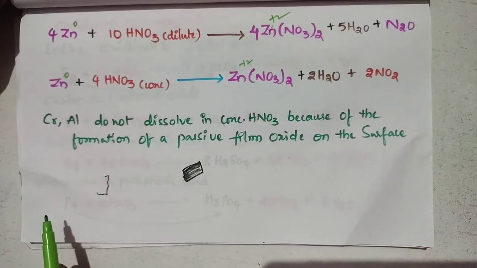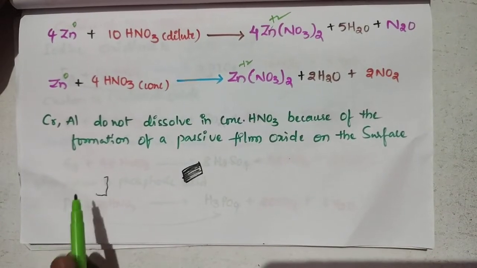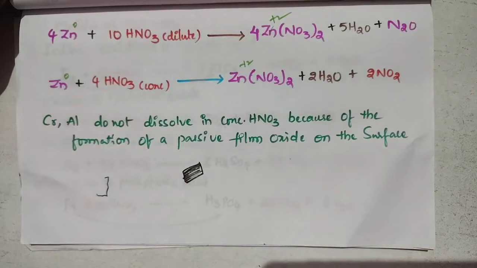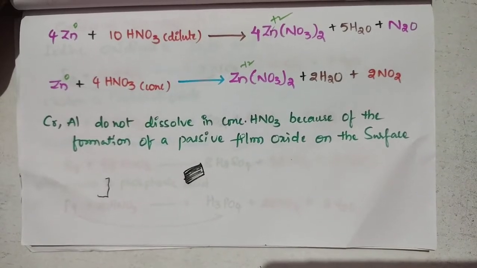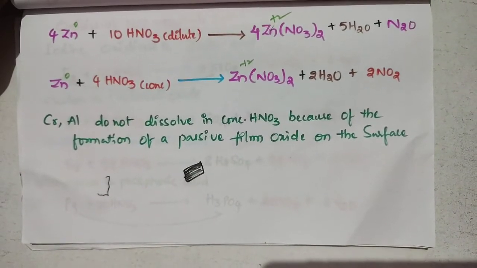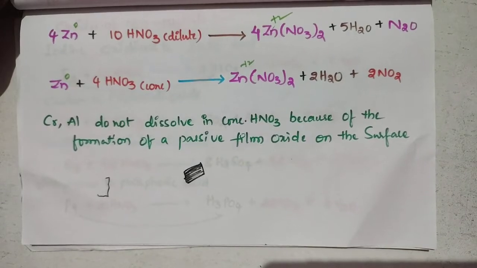Chromium and aluminum do not dissolve in concentrated HNO3 because the metal surface contains a positive film of oxide. The metal surface contains a protective oxide film. That is the reason these metals are not dissolved in HNO3.